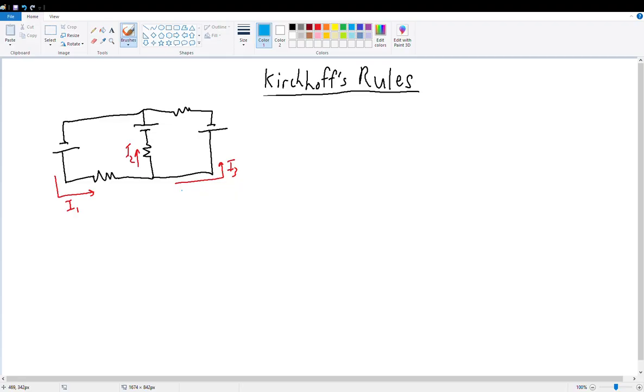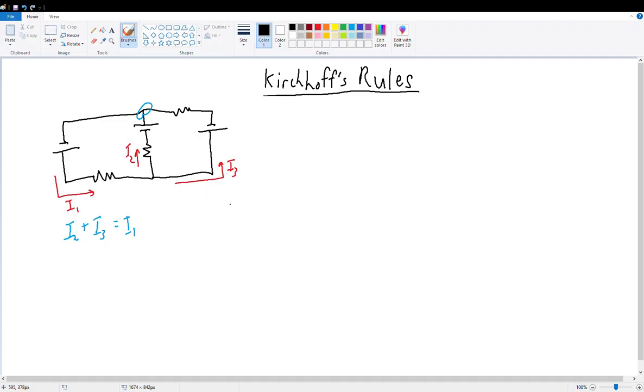We want to pick a junction and say, all right, how much current is going into that junction? How much current is leaving that junction? Let's pick this junction. All right, so current into this junction must equal current out of this junction. Entering this junction, we have I2 and I3. So we have I2 plus I3 must equal however much current is leaving this junction, which is I1. So there is one equation out of the way.